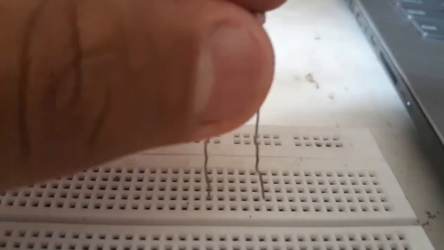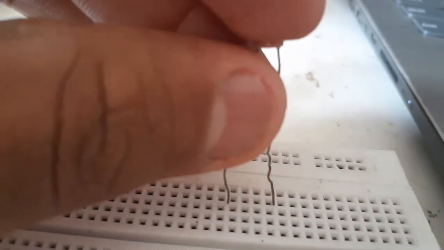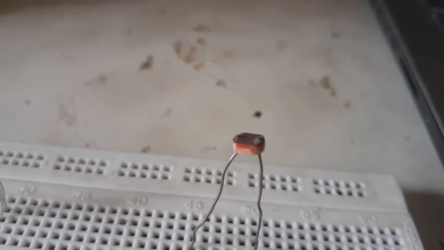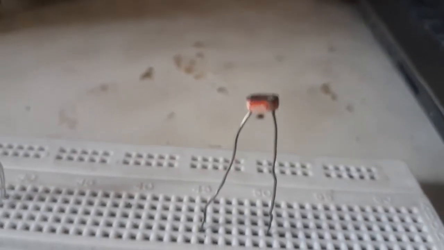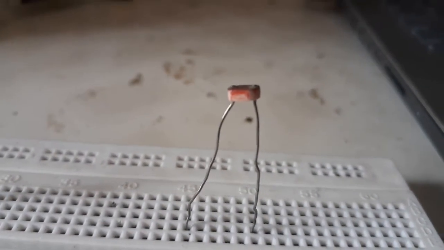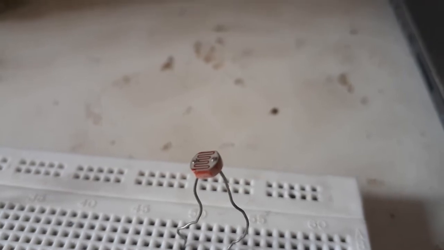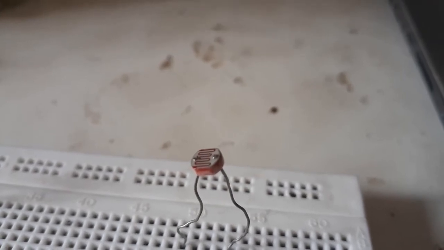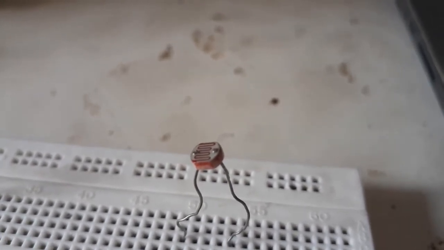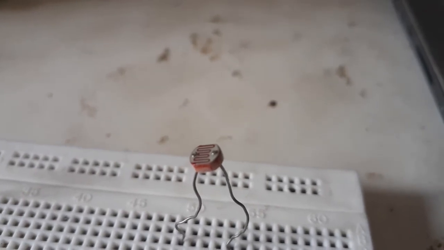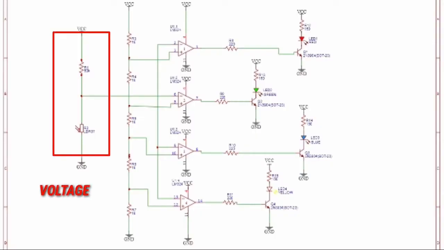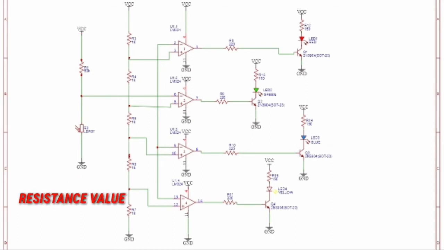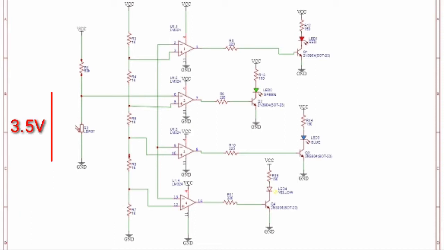Now we will create our own light intensity meter which senses the intensity of light. So first, to sense the intensity of light, we have to use a transducer, in our case an LDR, a light dependent resistor whose resistance changes with light intensity. Now using a voltage divider of 50 kilo ohm and LDR, we will convert the resistance values into some useful voltage value, which will be 3.5 volt initially.